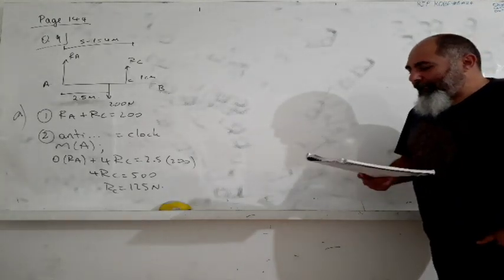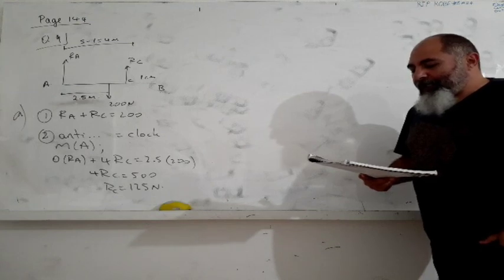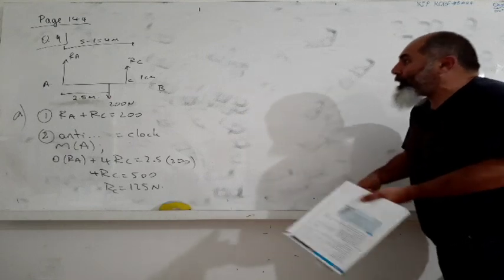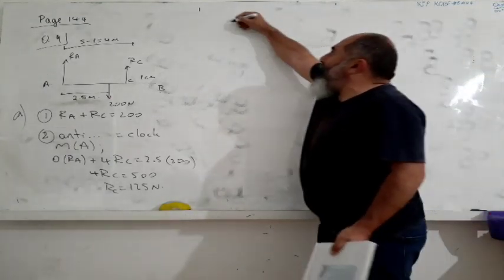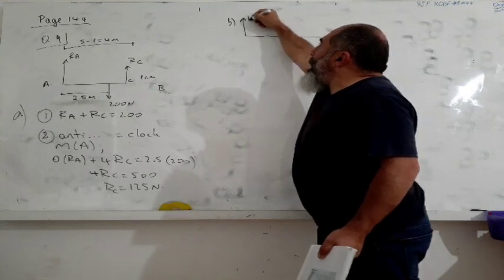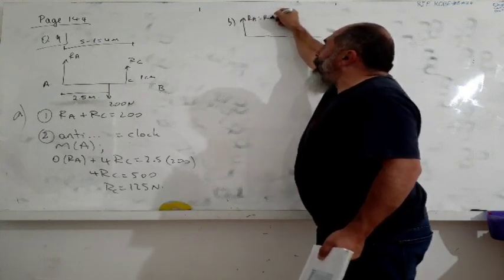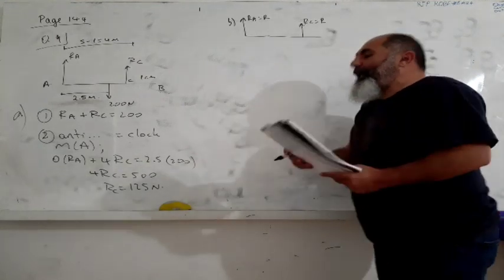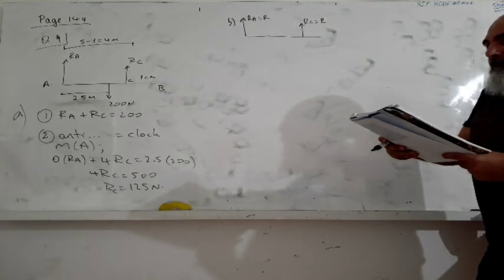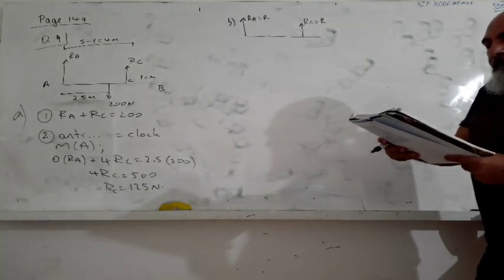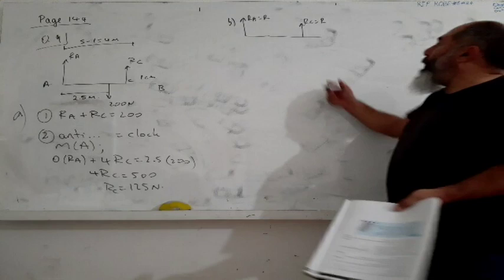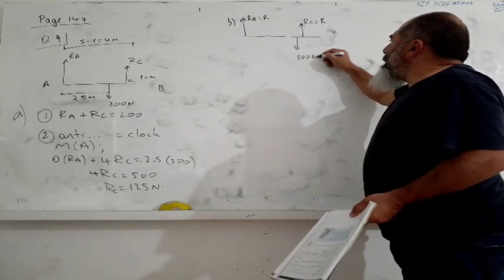Let's have another diagram for part B. This is RA, which is equal to R. Also, RC is equal to R, because the reactions at A and C are equal. And we have a woman of weight 500 newtons at an unknown distance from point A. So call the distance X.